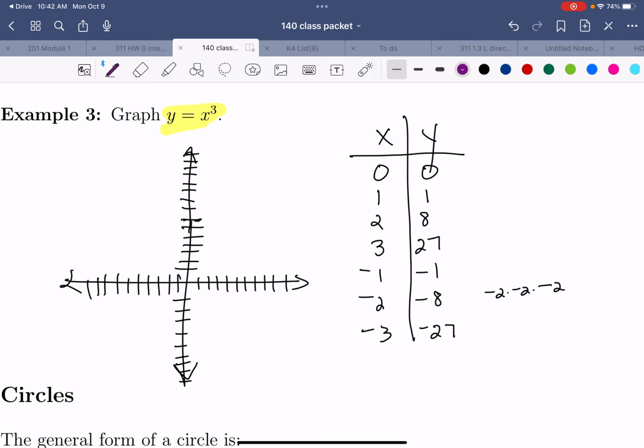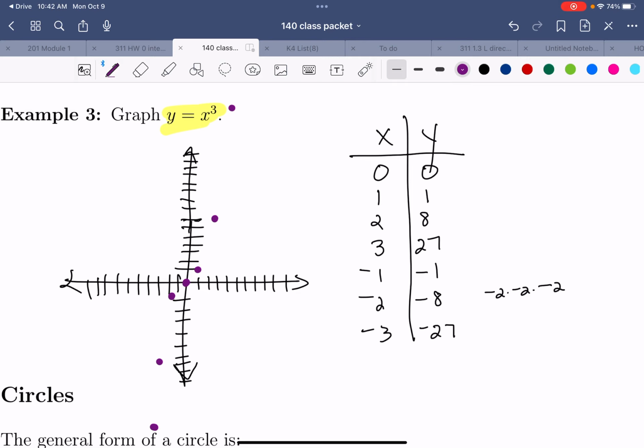So if we then go ahead and plot these points, I have 0, 0 at the origin. I have 1, 1. I have 2, 8, about here. And then I have 3, 27, and that's going to be way up here off my chart. Then I have -1, -1, so down here. -2, -8, somewhere down in here. And -27 for 3 is way down here.